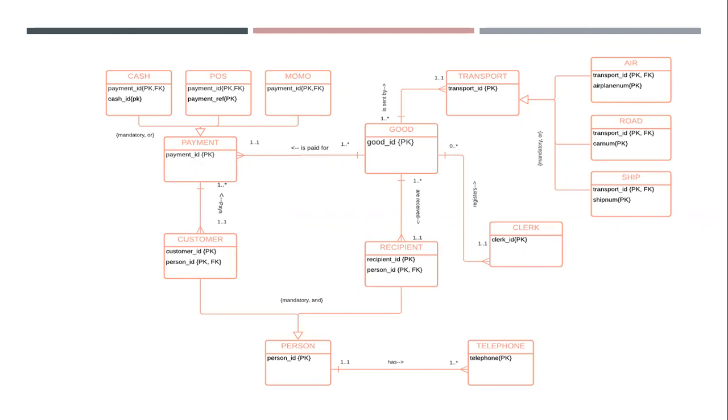Each good can be received by only one recipient. Each recipient can receive one or many goods. Each clerk can register zero or many goods. Each good can be registered by only one clerk. Each telephone number is owned by one person. Each person can have one or many telephone numbers.